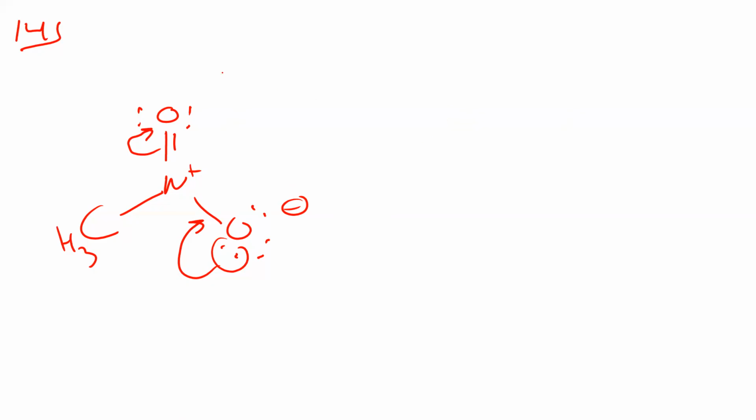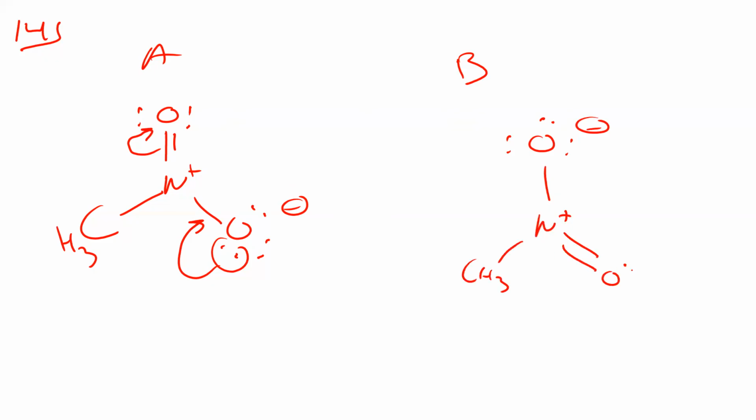Now this would be A and then B. We're going to take structure B and we're going to turn that into structure A. So to do that, this lone pair, it doesn't have to be this lone pair. It could be on the left. They're all equivalent. And this is going to come here like that. So that's what they wanted for 14.